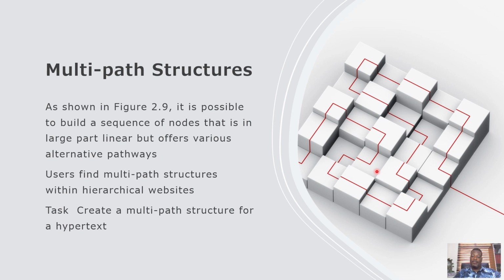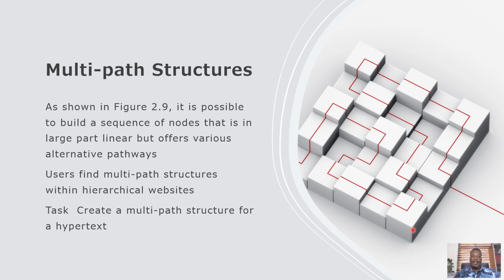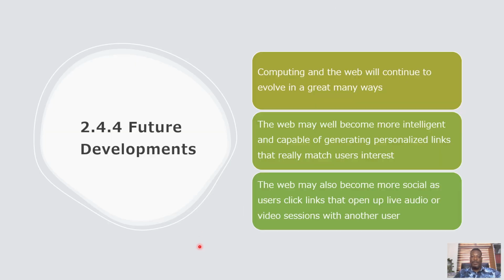The multi-path, as I showed you in figure 2.9, this figure over here. With the multi-path, it is possible to build a sequence of nodes that is in a large part linear, but offers various alternative pathways to arrive at the destination link or destination path that we want to go. The user can find a multi-path structure within a hierarchical website. Usually the task creates a multi-path structure for a hypertext, so you can navigate from one point to the other. Irrespective of wherever you go, you can get to your destination link or content.